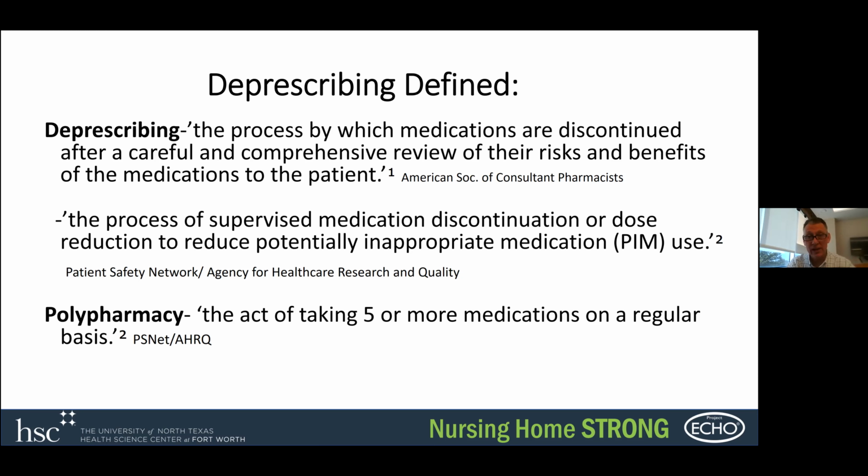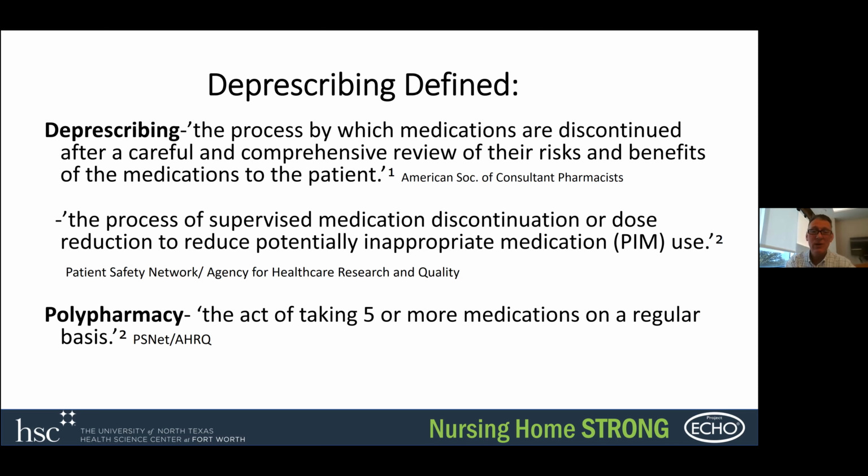On the other side of that coin is polypharmacy. This is the reason why we need to deprescribe, because so many medicines are on a resident's chart and they're taking them. Polypharmacy is defined as the act of taking 5 or more medications on a regular basis. And some other definitions include medicines that are inappropriate, that are on a resident's list that they're taking. So sometimes that definition is added to.